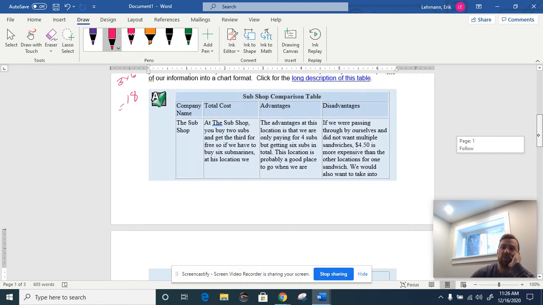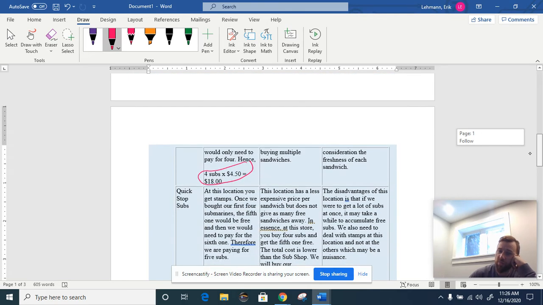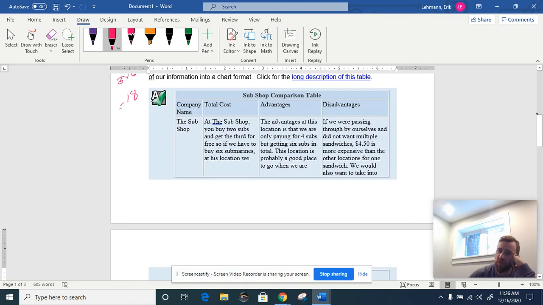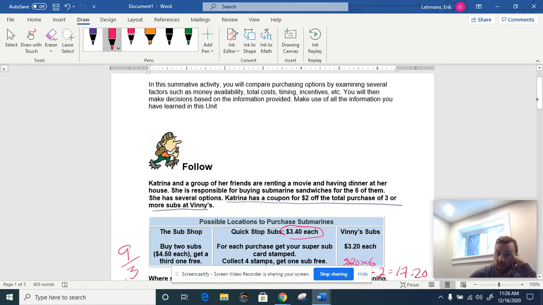Then they wrote down some explanation. The advantage of this location, we're paying for 4 subs, but getting 6 subs in total. This location is probably a good place to go when we are buying multiple sandwiches. This is really important because we're buying 6 in this scenario, but what if you're just buying 1 sandwich?